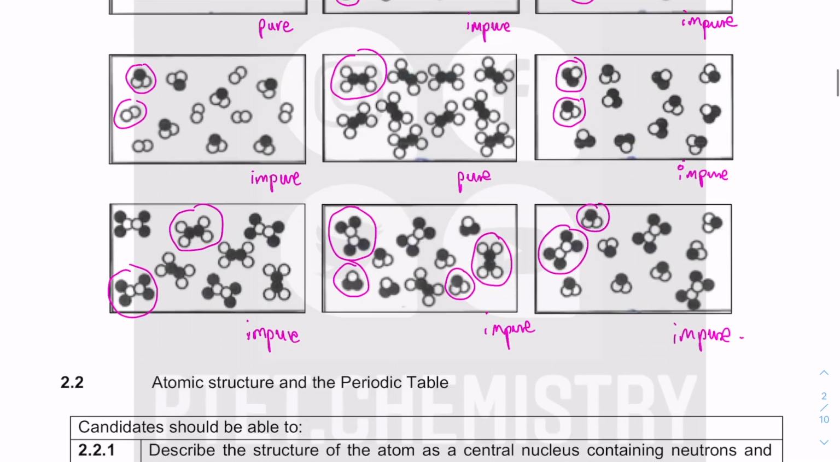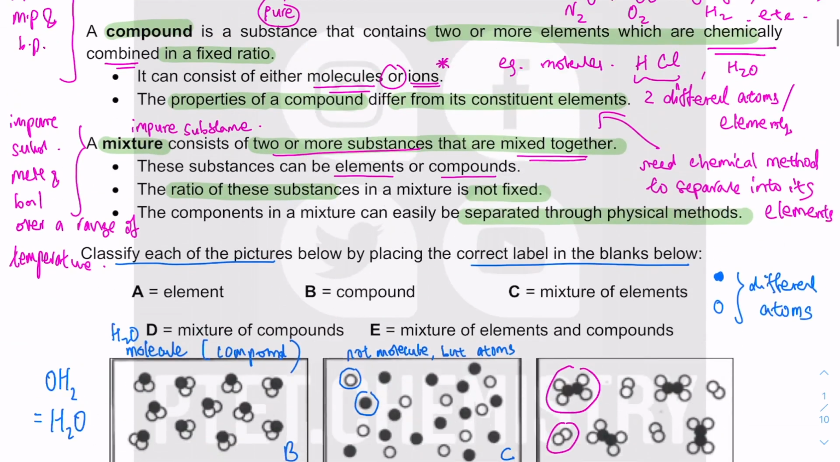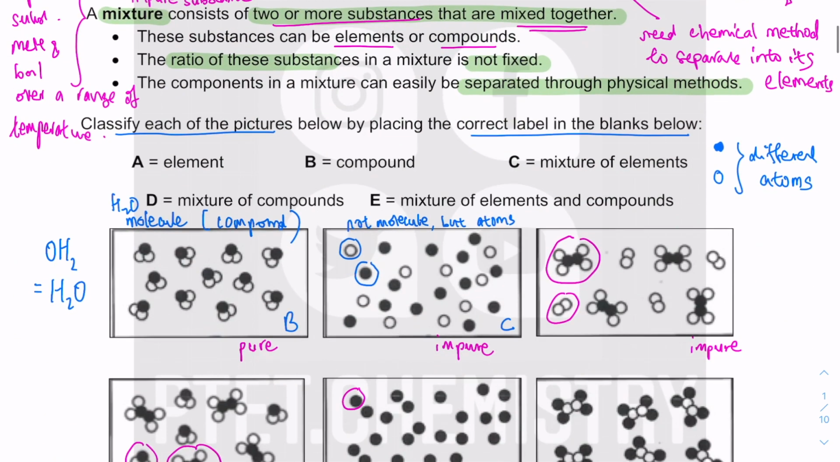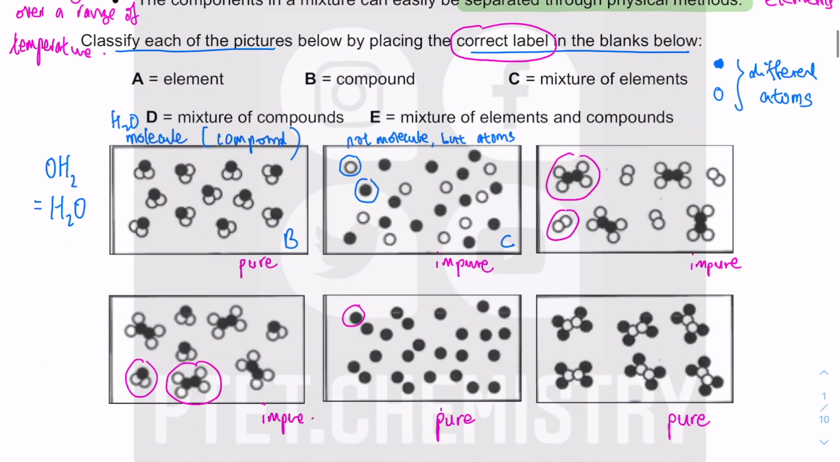Alright, so when we talk about pure and impure, I go back to this idea that pure substances can be elements or compounds, but whenever you have an impure substance, it tells you it's a mixture. Is it a mixture of elements, mixture of compounds, or mixture of elements and compounds? We need to read the question and pick the correct label. Alright, so I've done it for this first one and second one. Based on the definition of a compound, 2 or more elements chemically combined together, and there is only one type of compound here, so it's just a compound.